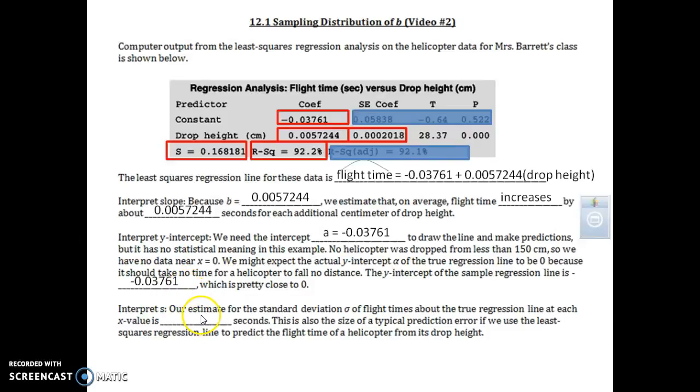So S is also really important. We have 0.168181. So that's the average or the typical size of the prediction error. It's basically on average how far your prediction is from the actual or observed time. So that's kind of what we're dealing with there.